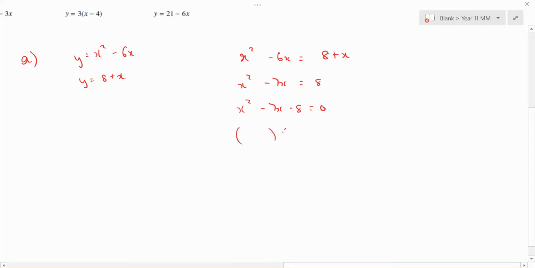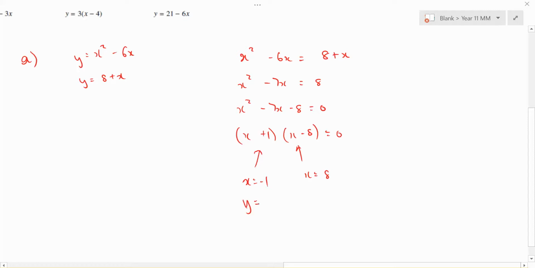So let's see if I can. Using the cross method, it should be -8 and +1. There you go. So using the null factor law, x has to equal -1 and x equals 8. True? Okay. And then how do you know what the y coordinate is?